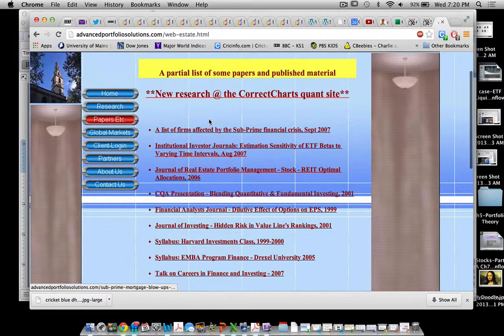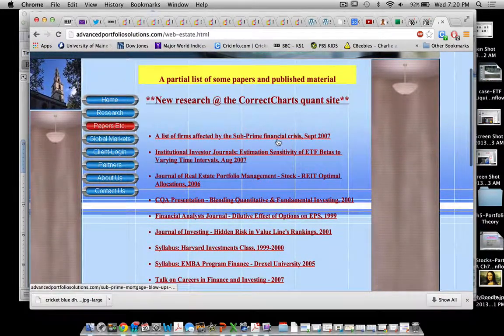See here, right here, see? I'm sorry, I was off by a month. August 2007, I said. A list of firms affected by the subprime financial crisis, September 2007. The market tanked in July of 2008. So analysts, and we talked about trained analysts poring over public information. Obviously, I created this list based on public information, right? I was telling you that things are not good.